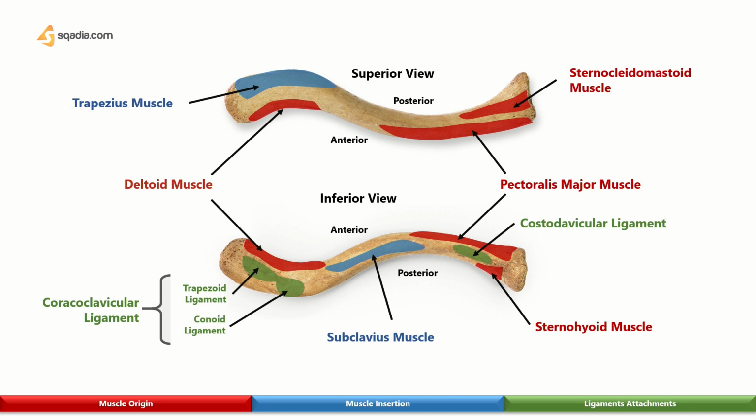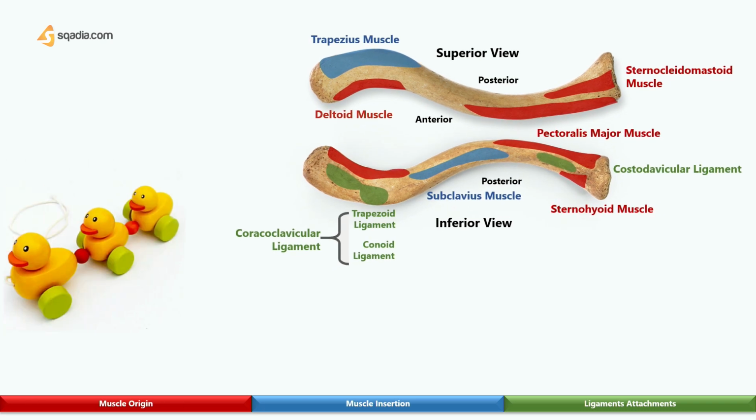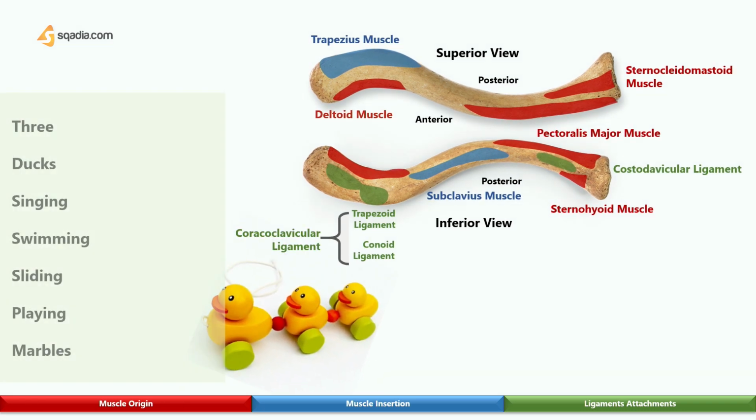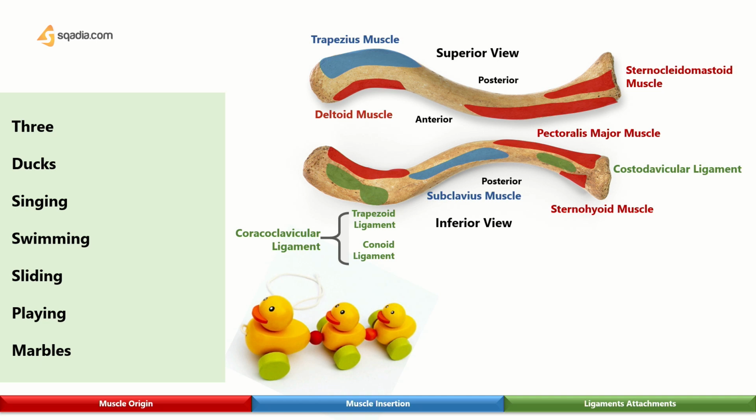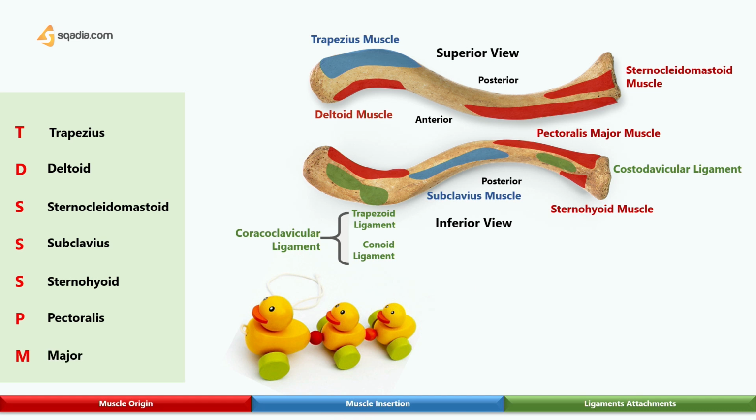Now there is an easy way to learn the muscles, a mnemonic making it easy, that is 3 ducks singing, swimming, sliding, playing marbles. Now highlighting the letters of the mnemonic which can be used to learn the names of the muscles, where T stands for trapezius, D for deltoid, S for sternocleidomastoid, the next S is subclavius, and the last S is sternohyoid, where P is pectoralis and M for major.